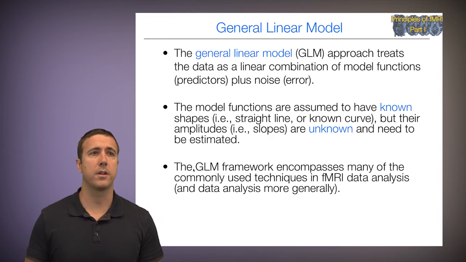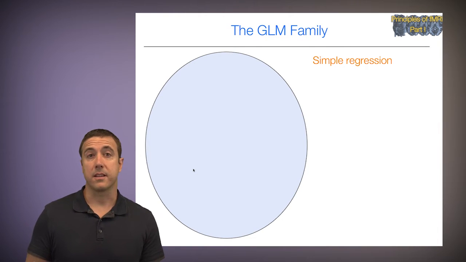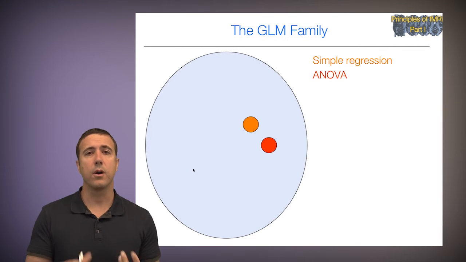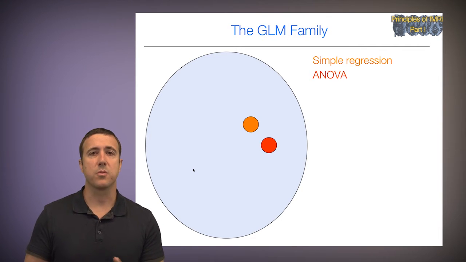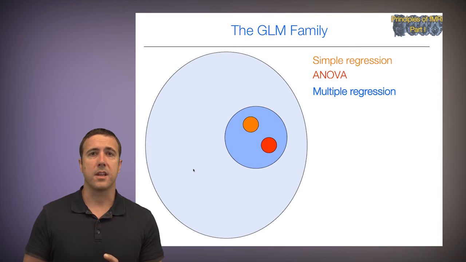The GLM framework encompasses many of the techniques that we use in fMRI data analysis and beyond for data analysis more generally. So the GLM family is shown here in this blue circle, and many of you might be familiar with techniques like simple regression and ANOVA, and those I've shown you here as regions within the broader GLM family. So there are specific implementations of the GLM, and those are encompassed in a broader family, which is multiple regression, which subsumes both simple regression and ANOVA, and that's shown here in the blue circle.